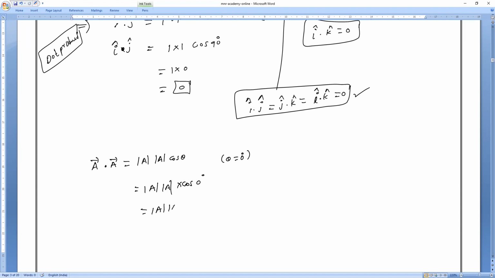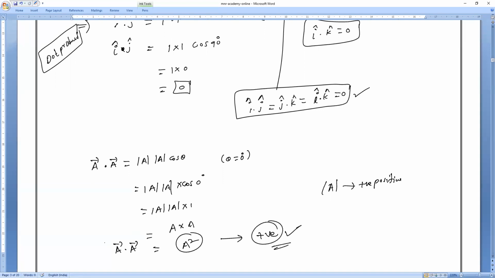1. Yes, 1. So now A into A, of course, mod means you have to always take positive. So it will come A into A, which is equal to A square. A square must always be positive. So that is what you have to remember. Is it okay, guys? Clear?